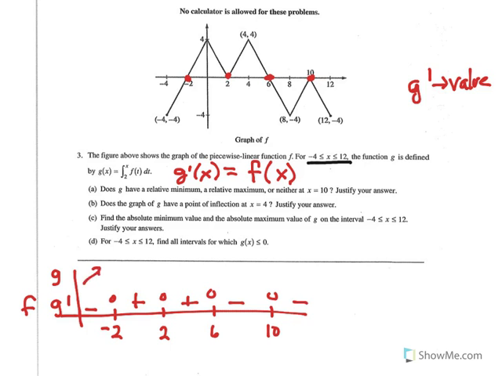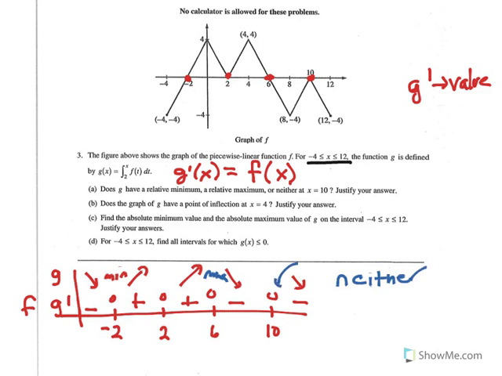That tells me my graph goes down, then up again, then down, then down. So I have a min here, and I have a max here. So they asked me, does g have a relative minimum or a relative maximum or neither at x equals 10? So I can say for a, neither.